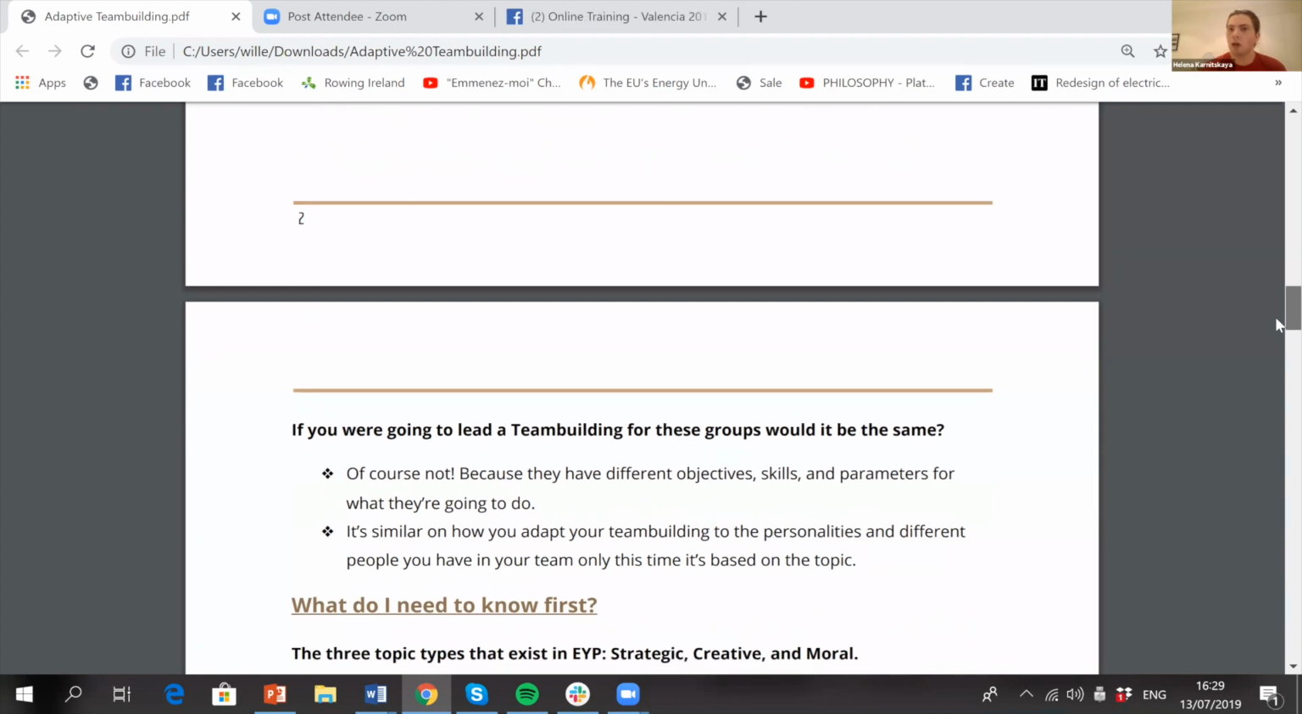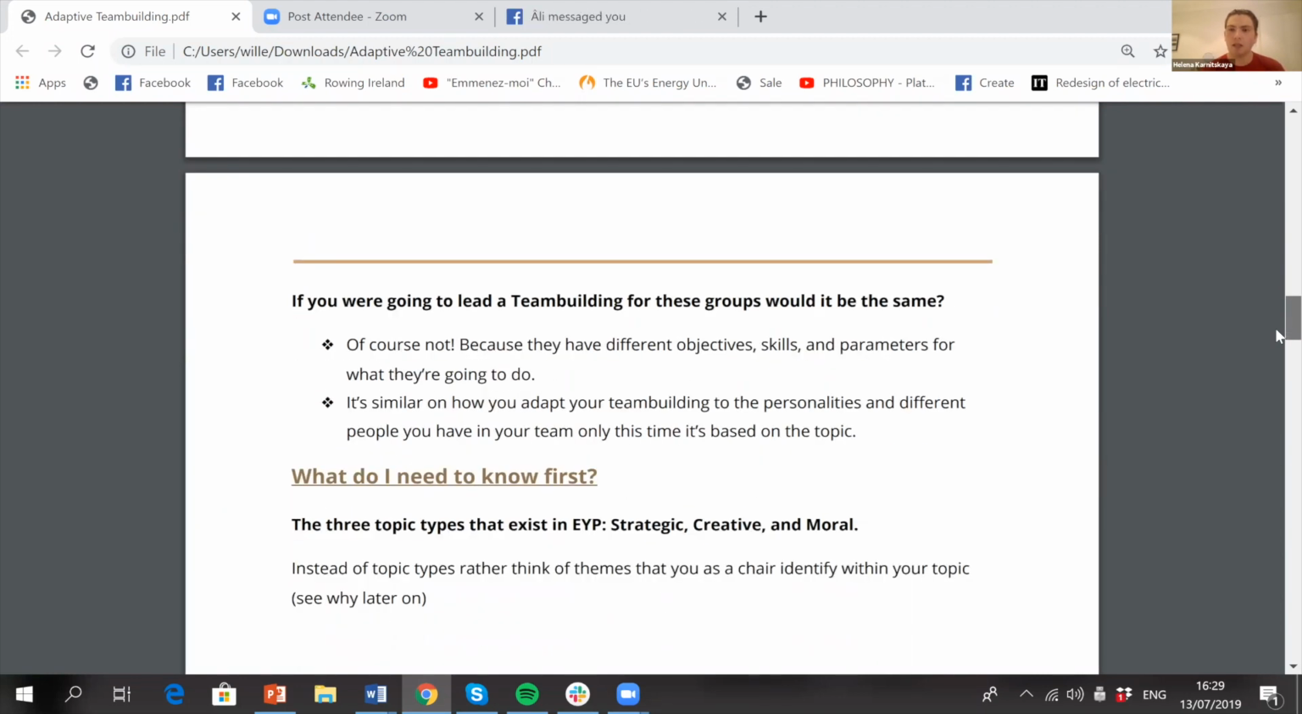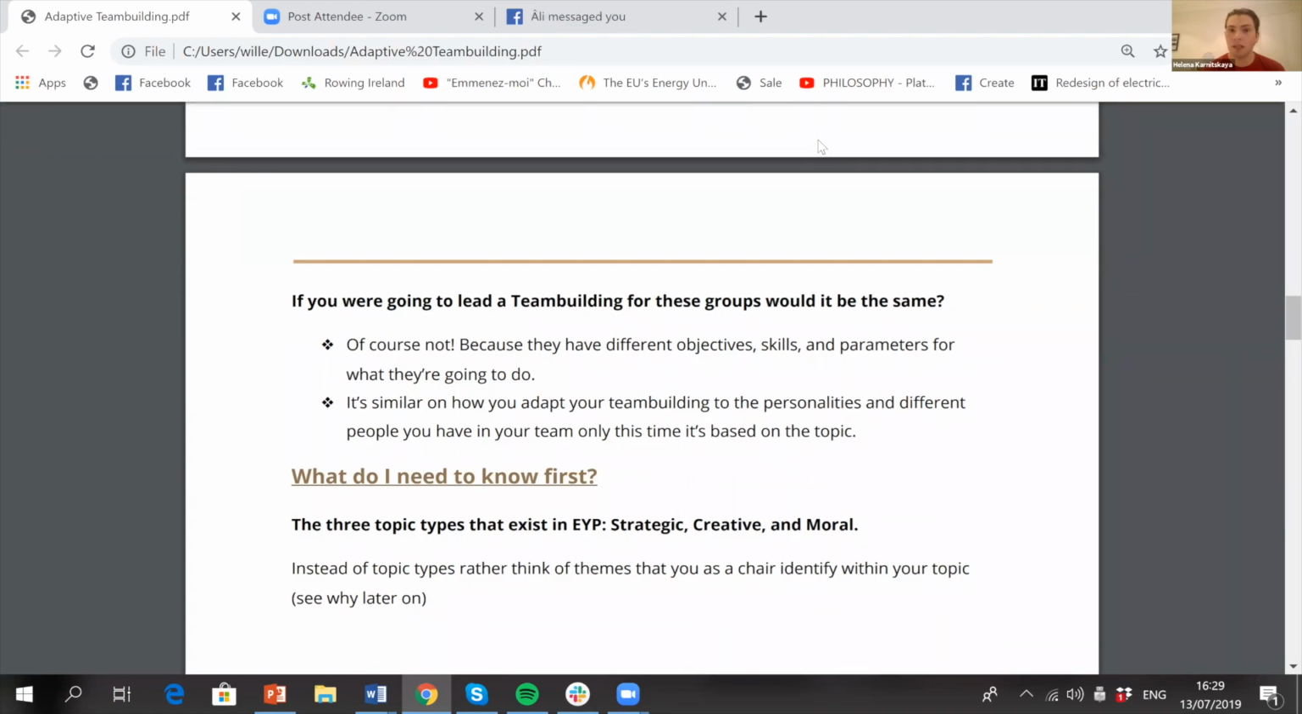And then, how would you go about doing it, I guess, is the second part, the core part of this module. And I think there, just to start with, there's only really three things that you need to know in order to understand this idea, which is the types of topics that exist within EYP. Now, obviously, the big ones that we've heard all the time, if you listen to lots of modules in EYP trainings, you hear this idea of strategic, creative, and moral topics.